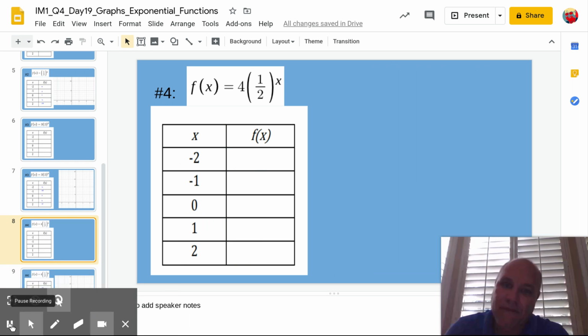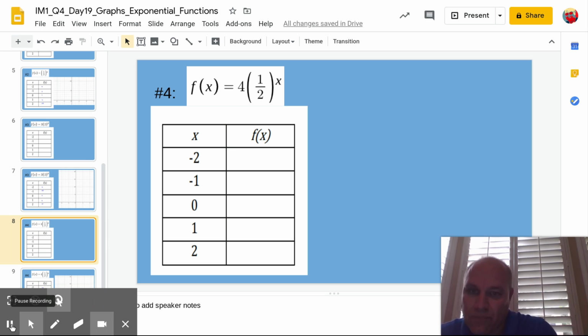Here we have f of x equals 4 times 1/2 to the x power. So our f of x equals a times b to the x. Our a value this time is 4. Our b value is the 1/2 and to the x power. So this one we expect it to be decreasing because my b value is 1/2 and my a value is positive. So let's take a look at this one.